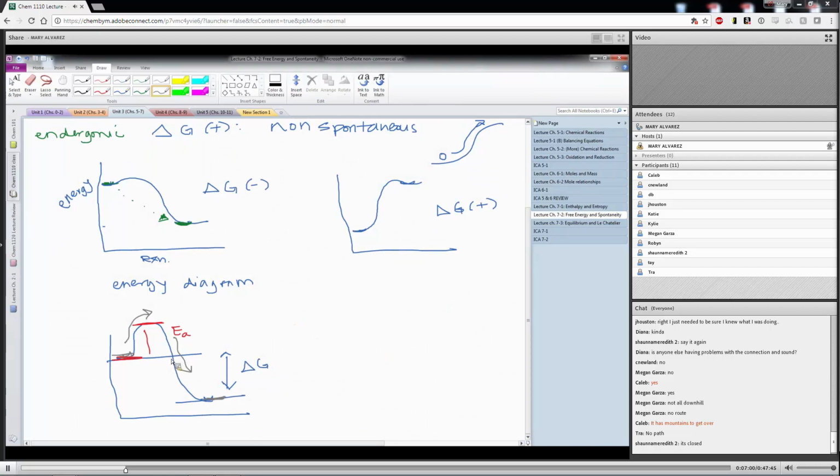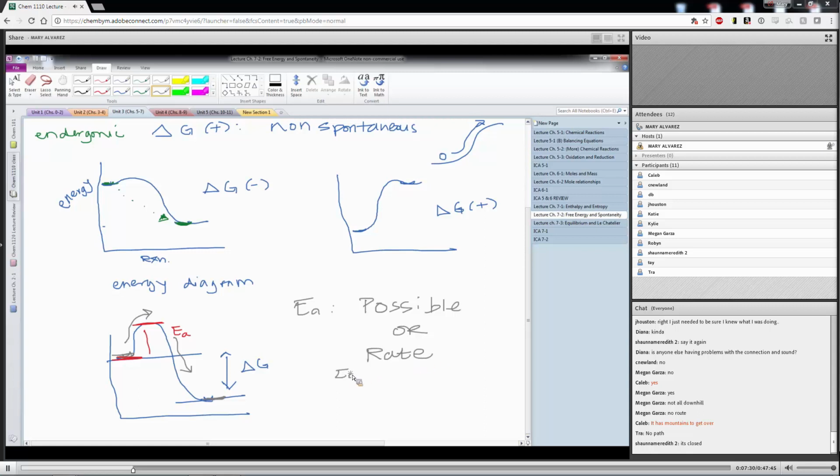Okay, so if we have a really high activation energy, then that might mean that even though it's spontaneous, it doesn't happen, or maybe it happens really slowly. So the delta G is going to tell us whether it's spontaneous. Energy of activation is going to tell us if it's possible, or another way of looking at it is to tell us the rate at which it occurs.